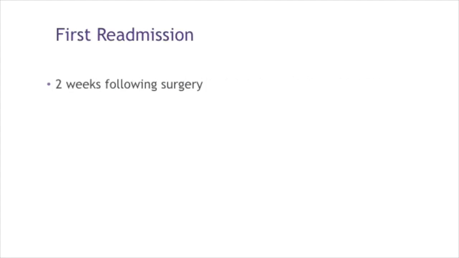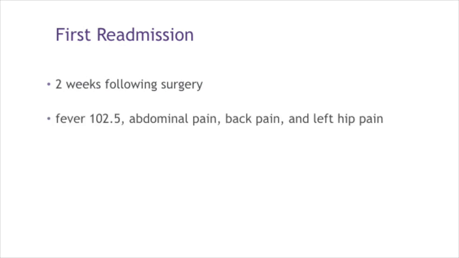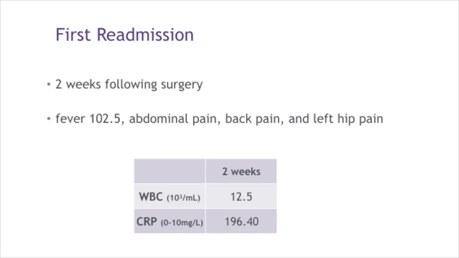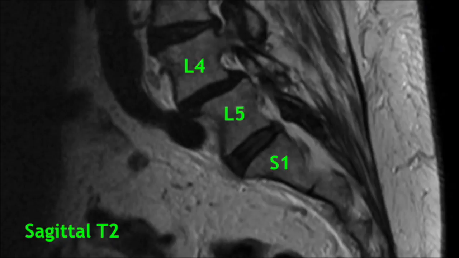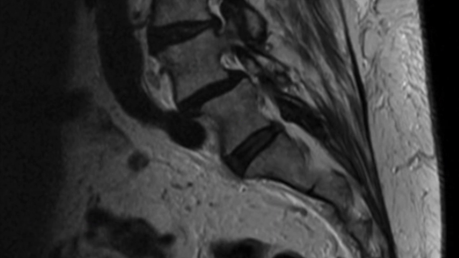2 weeks following her surgery, she was admitted with fevers, abdominal pain, back pain, and left hip pain. She had a leukocytosis of 12,000 and an elevated C-reactive protein of 196. A CT abdomen pelvis did not show any intra-abdominal abscess. However, there were inflammatory changes around the sigmoid colon consistent with acute diverticulitis. Given her presenting symptoms, an MRI of the lumbar spine was also performed.